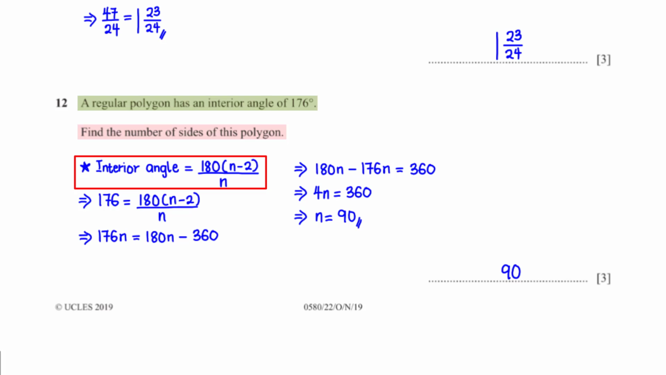We've been given the interior angle of the polygon as 176 degrees, and so from here all we need to do is make n the subject of the equation. When we multiply both sides by n, this is what we get. When we expand 180 times n minus 2, we get 180n minus 360. When we group like terms and simplify, we get 4n equals 360. When we divide both sides by 4, we get n equals 90.